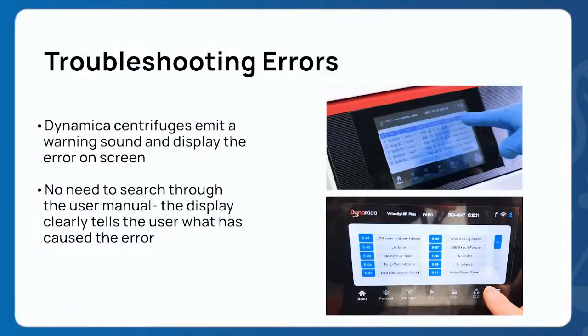So when you use a centrifuge, it may give you an error, and our centrifuge will display the code on top, with a brief description of what the problem is, and we will have a list of the error messages on the screen, so you don't need to go through the menu, and then you know what to do to rectify the problem. So on the screen, the errors are listed for the user. Yes. So that's really simple.